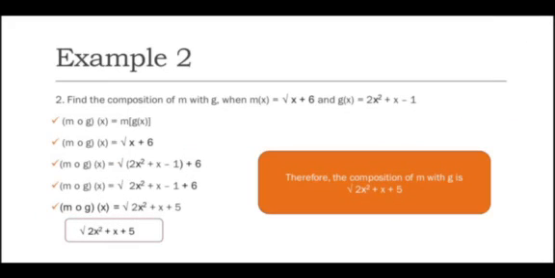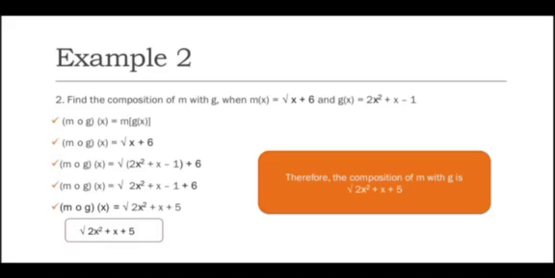Let's have the second example. Find the composition of m with g when m function is equals to square root of x plus 6 and g function is equals to 2x squared plus x minus 1. We can use other letters aside from f and g. The m function has a square root in it. Let us find out how we can solve it.